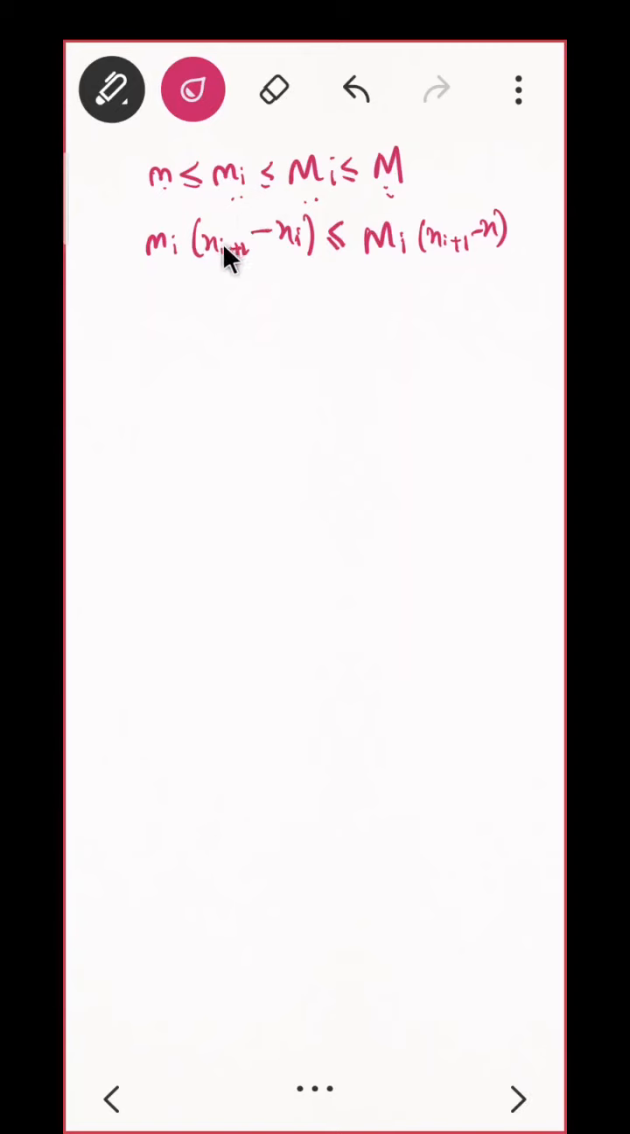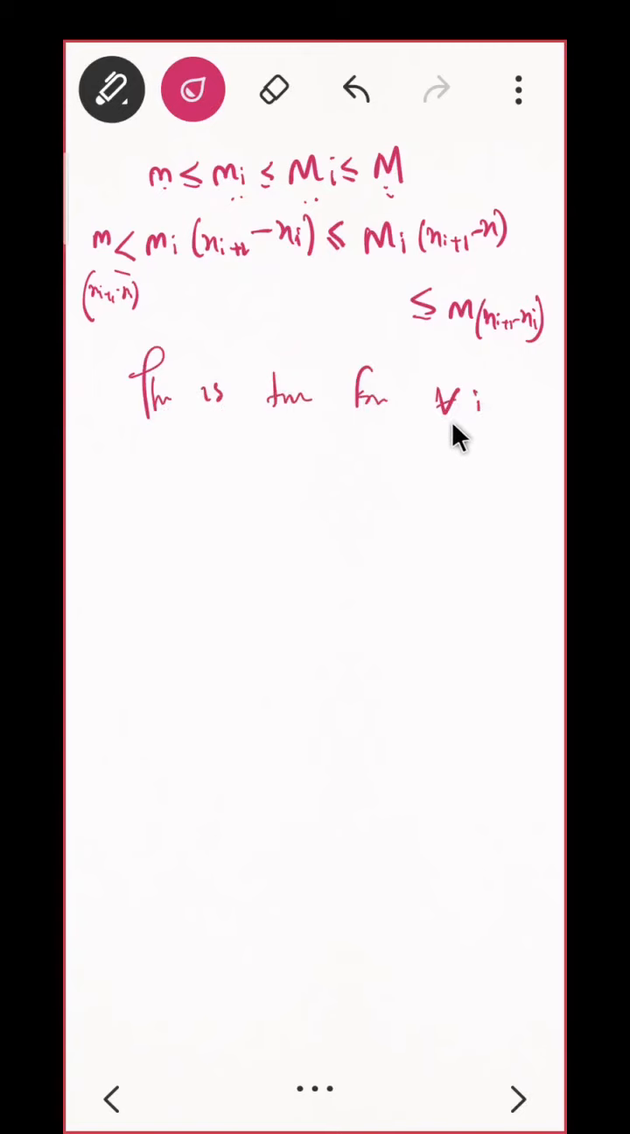Correct. So what I am just doing is multiplying both sides, with small m as well, by the same xi plus 1 minus xi. Small m into xi plus 1 minus xi is less than or equal to capital M into xi plus 1 minus xi. Is it clear? Can somebody tell me the next step? This is true for all i, where i lies between 1 and n.